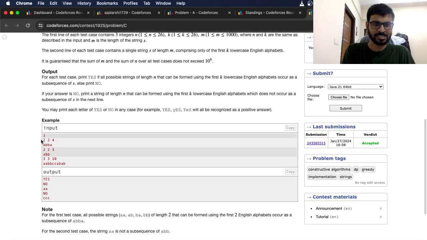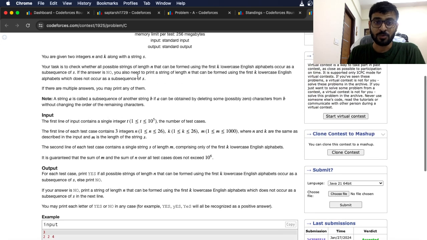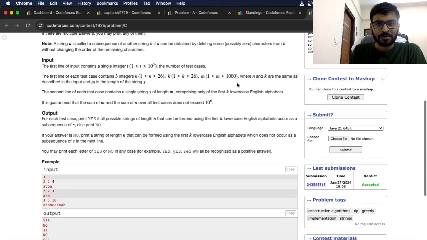Let us look at the test cases. 2 to 4. What is 4? The length of the string which is given. And one important thing is here it's not necessary that this S is of minimum length. You just have to say whether all the subsequences are there or not. That's it. You don't have to say whether it's minimum length or non-minimum. You don't have to worry about that. Okay, now M goes up to 1000. Again, similar constraints for N and K.